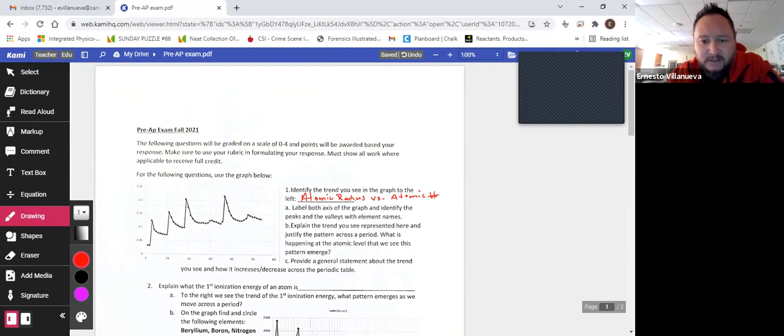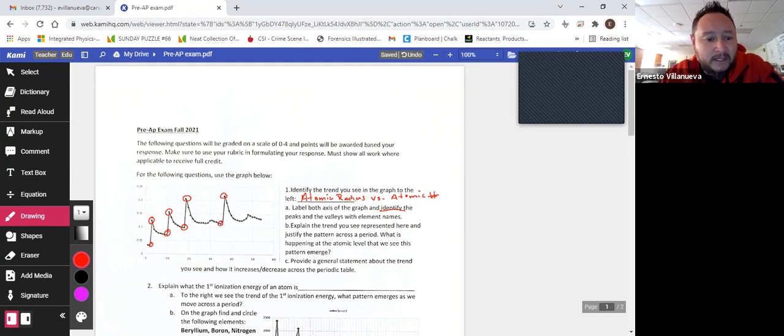Question 1A says, label both axes of the graph and identify the peaks and valleys with the element names, okay? Right here, identify. When I say identify, guys, if I ask you to identify yourself, do you say boy or girl? No, you say, hey, my name is Ernesto. My name is Jenny, whatever. So when I ask you to identify these, you're supposed to circle them. Here are the peaks, and here are the valleys. If you did all of them, that's okay, but I'm just looking for the ones that really stand out the most.